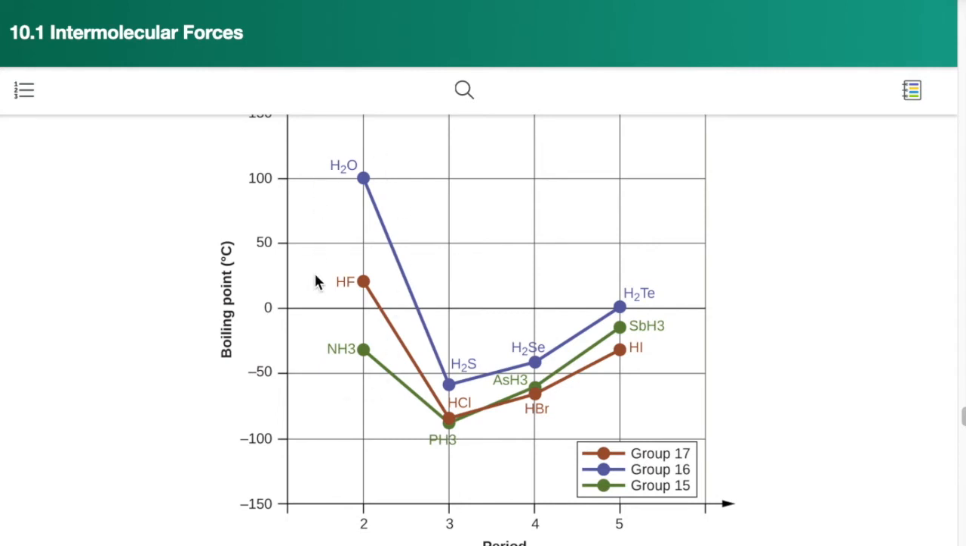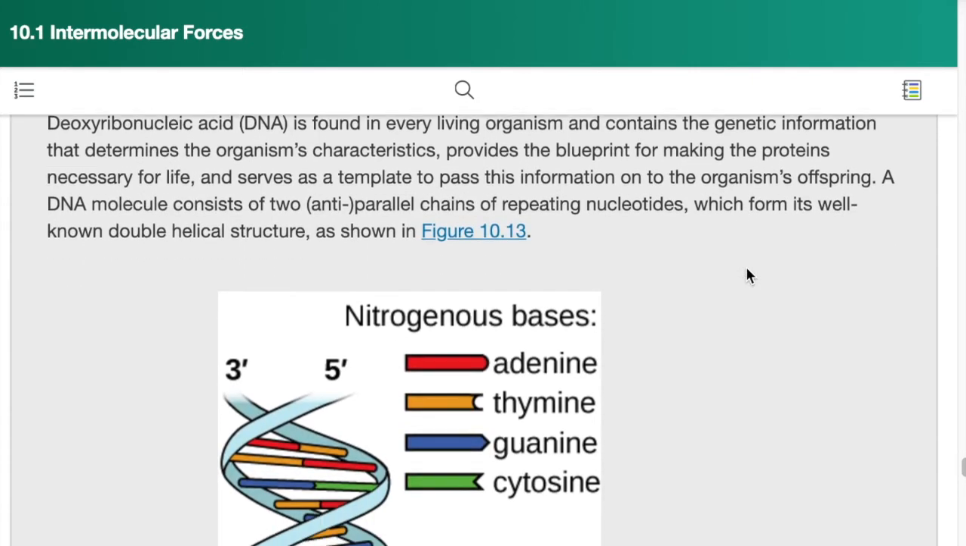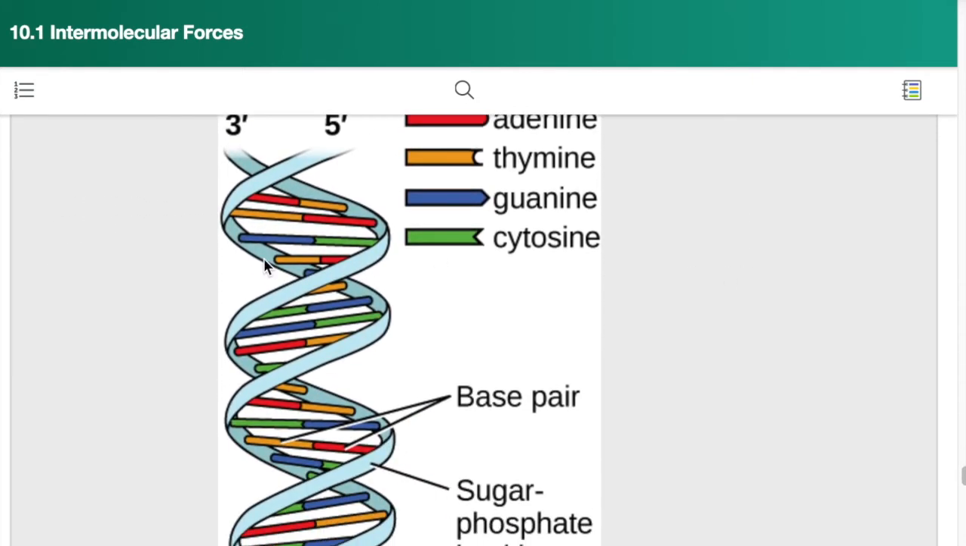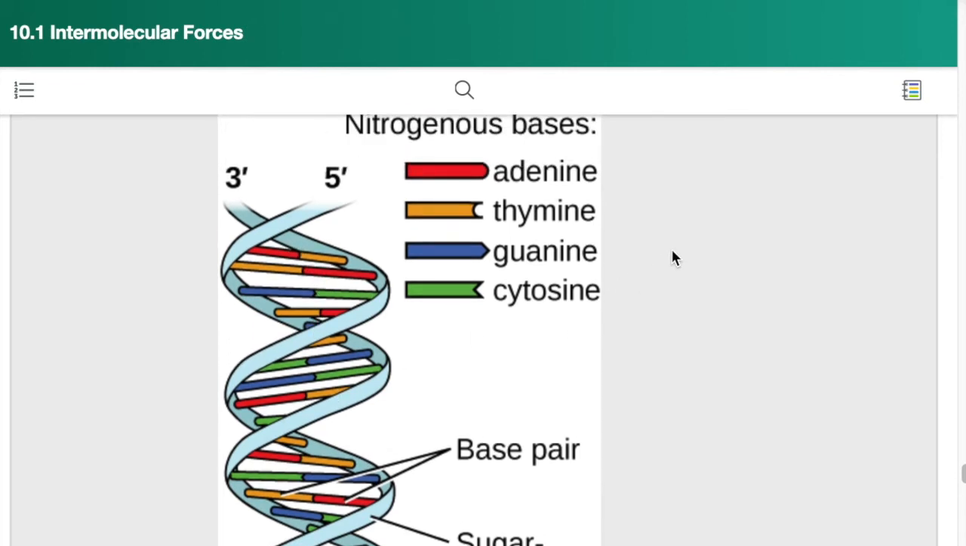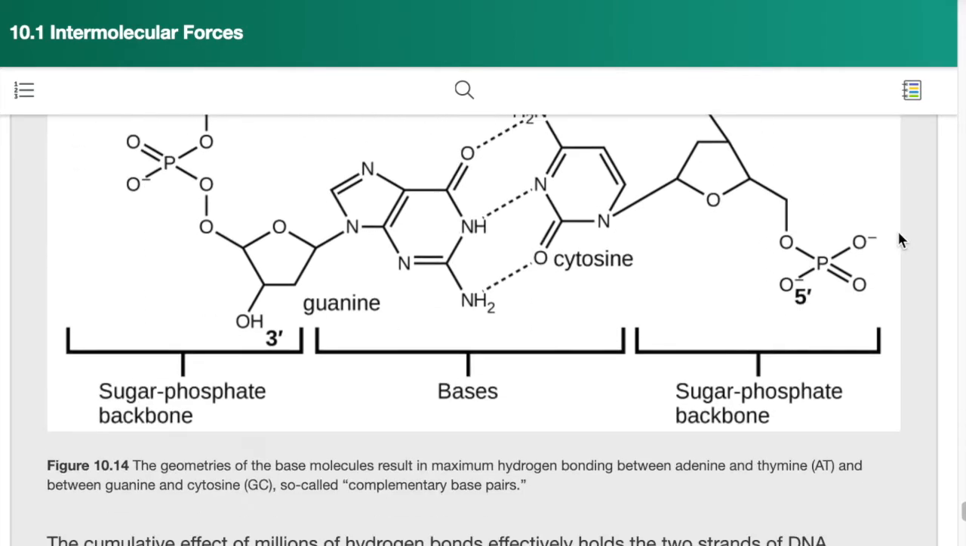So these molecules are much more strongly attracted to themselves than you might expect, just given the surface area and the mass of these molecules. Your textbook also points out that the double strands of DNA, the base pairs in the middle of DNA, are held together by this hydrogen bonding phenomenon that we are talking about. So I encourage you to check out those diagrams that your textbook has to show you.